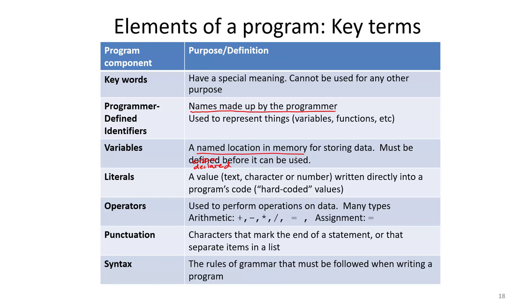Next is literals. Literals are different than variables in that literals are values written directly into the program's code. So instead of having, say, something like number equals 3, we'd simply have the value 3 written in. And this variable number, we could change that to something else, but if we have a literal, that is something that is hard-coded. We cannot change that value except by changing the source code.